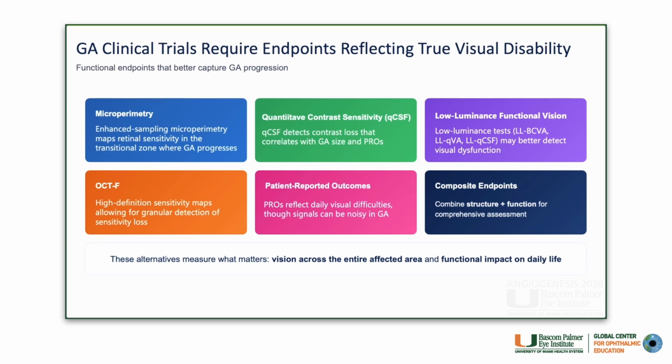And so if BCVA is not a suitable outcome endpoint for GA, what are better options? Several alternatives are available, including microperimetry, QCSF, low luminance tests, OCTF, as we heard today, patient-reported outcomes, and composite endpoints. Ongoing studies such as MacuStar are currently investigating these endpoints.